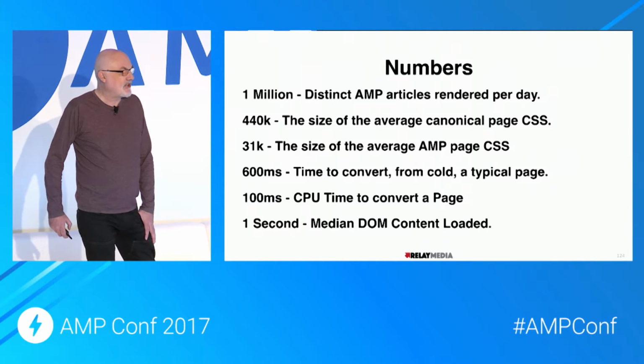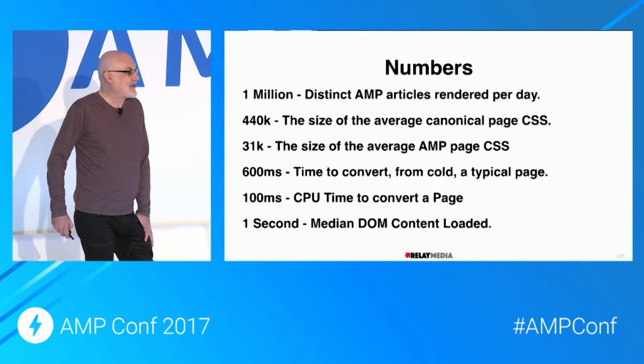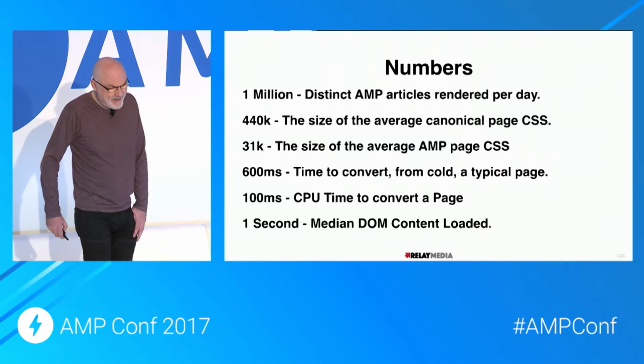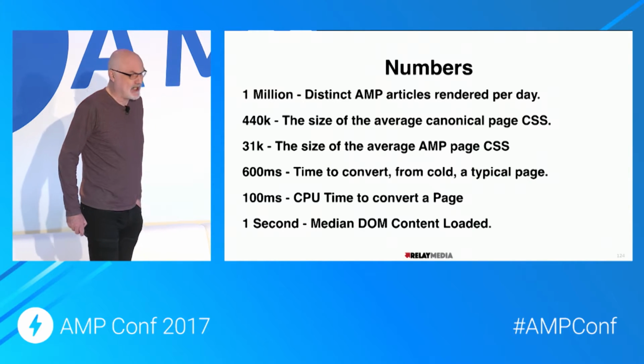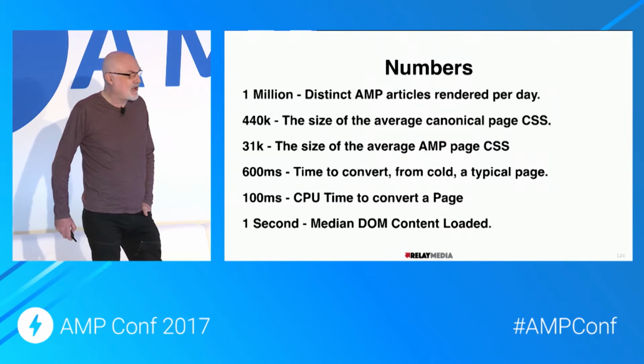And the average article starts off with 440K of CSS on it, and I'll talk a lot more about that later. We get that down to 31K. Takes us about 600 milliseconds to convert an article from cold. And so we're really doing it in real time, producing quality AMP pages. We call them high-fidelity AMP pages.